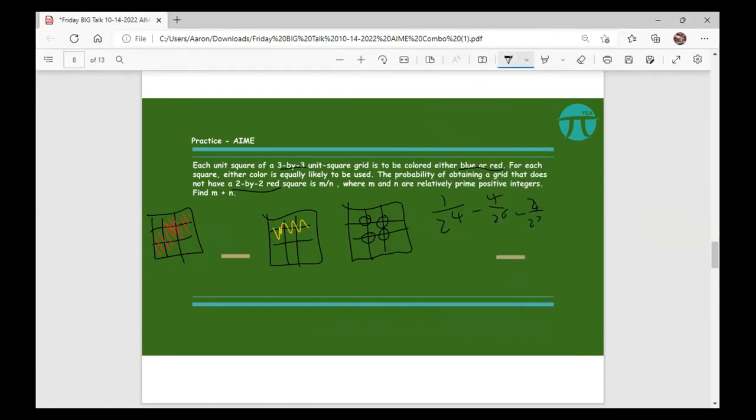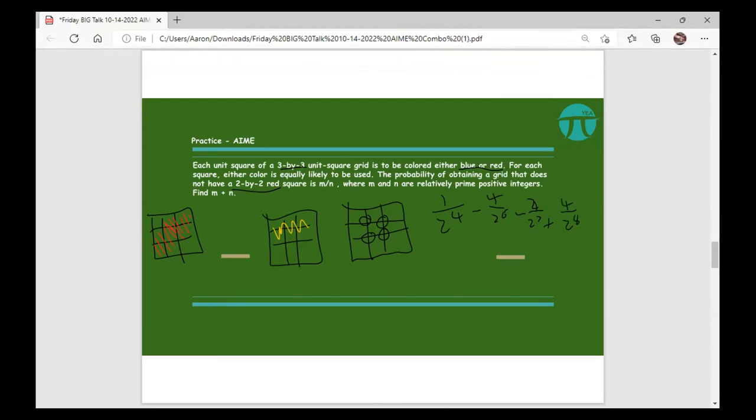Okay, so now we need to add the probability that there's 3 of them together, which is always 1/2, and there's 4 possibilities here. And so the last case is when the entire grid is red, which is all 4, and this has probability 1/9, and my PIE is being subtracted.